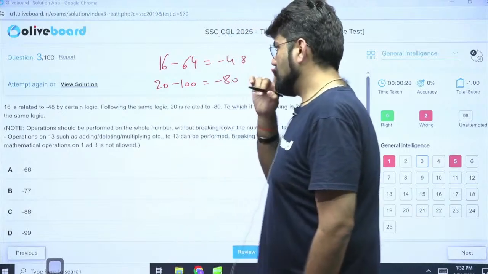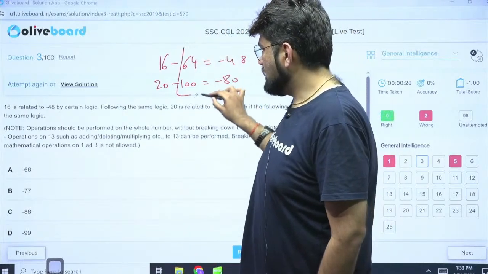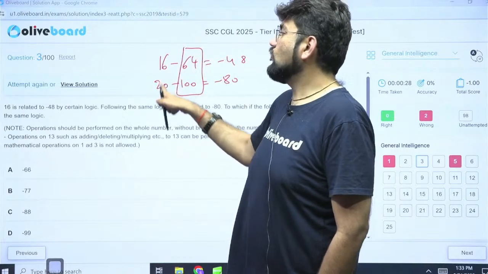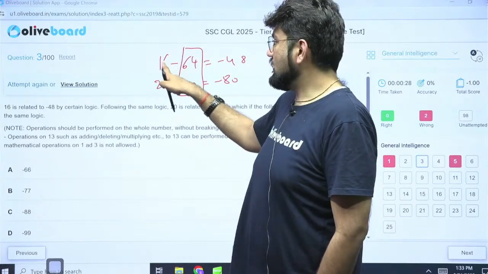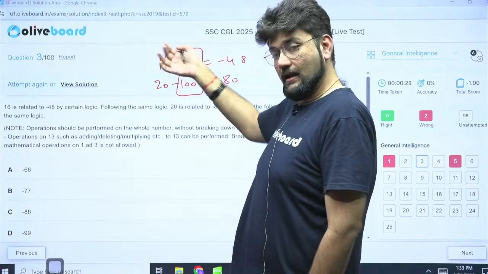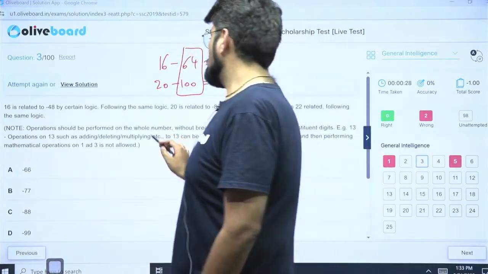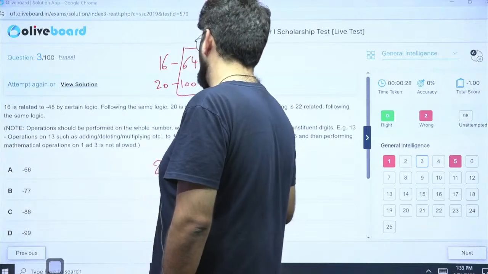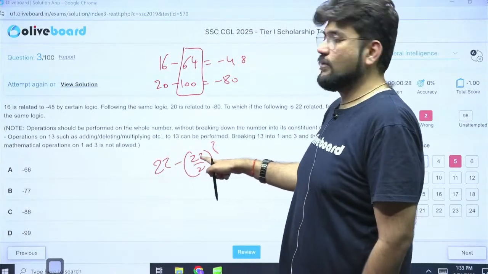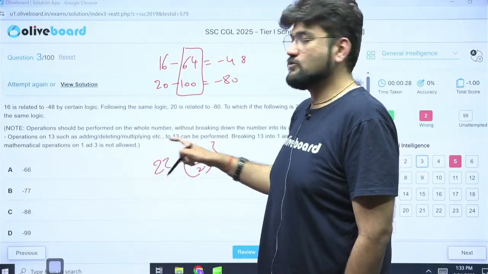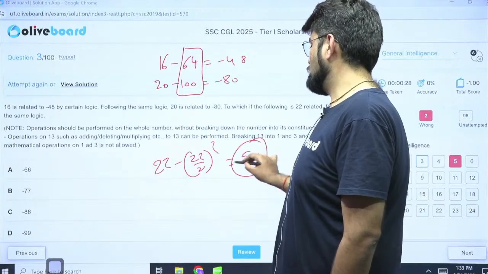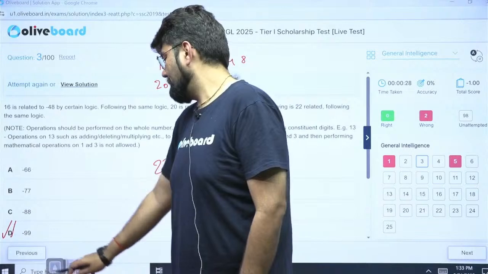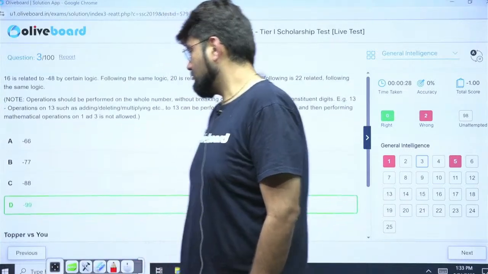Am I right? Now, what do these numbers tell you? These are definitely perfect squares: perfect square of 8, perfect square of 10. What does this tell you? You are dividing the number by 2, squaring it, and subtracting it from the number itself. So based on that logic, 22 minus (22 by 2) whole square will give you your answer. So 22 minus 121, and minus 121 plus 22 is minus 99, sorry. So option D is the correct answer. Okay. Next.